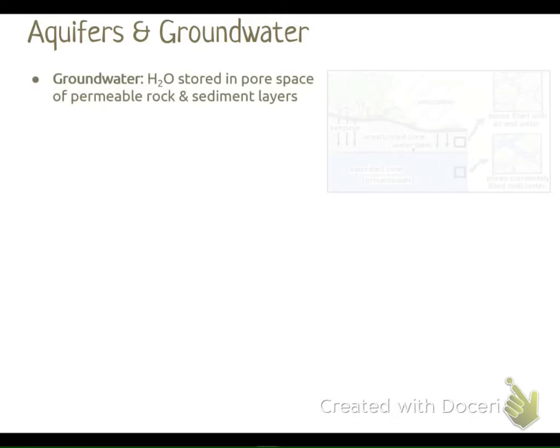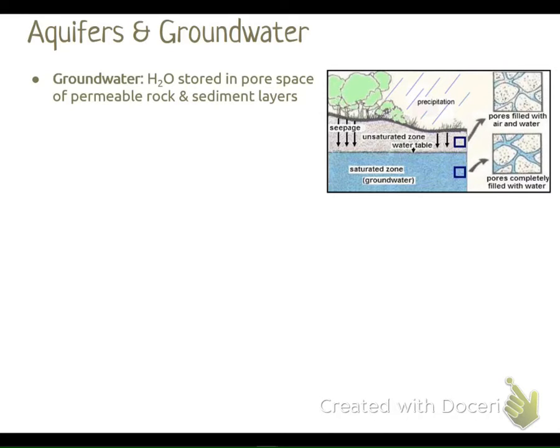So aquifers. Aquifers is where water is stored underground, and where the water has to percolate down through the soil.